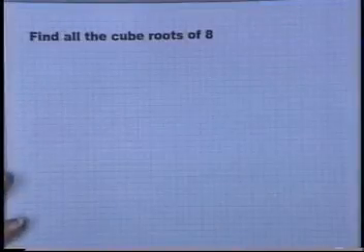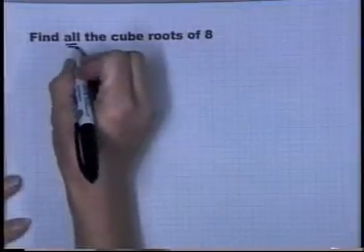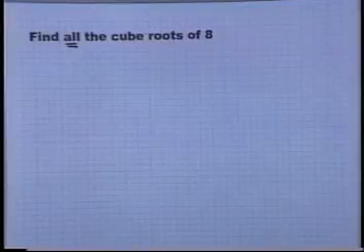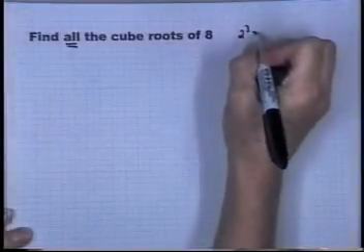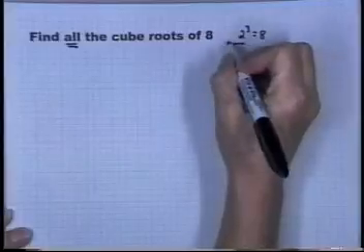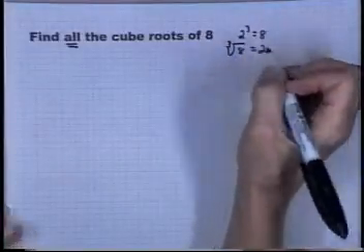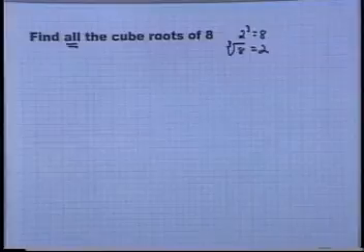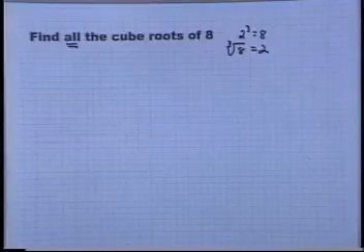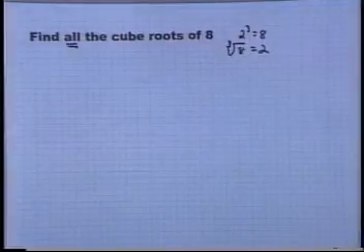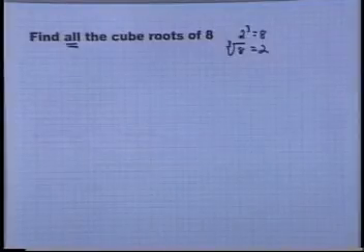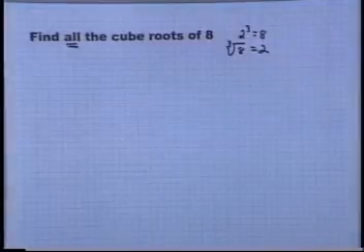Notice I have said here find all of the cube roots of 8. Now you probably are thinking, well, 2 is the cube root of 8 because we know that 2 cubed equals 8. So we would say the cube root of 8 is 2. Well, it turns out there are 3 cube roots of 8. The other 2 cube roots, though, have a complex number form that we're going to be able to find.